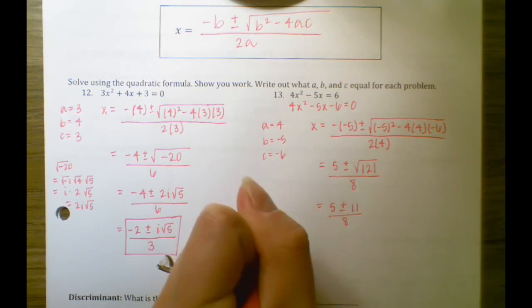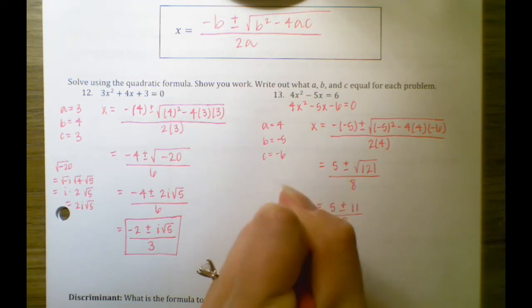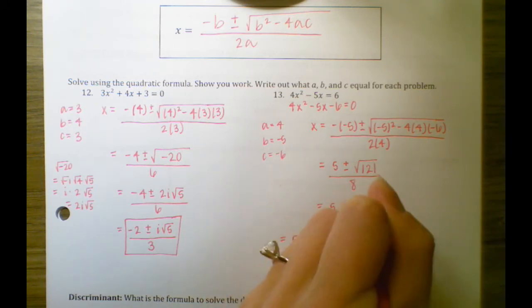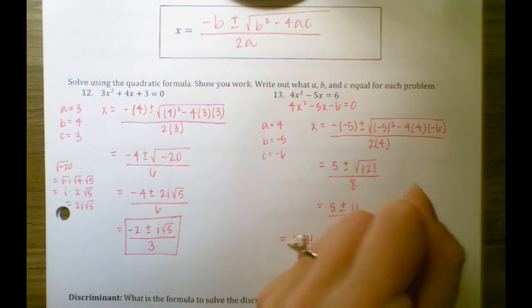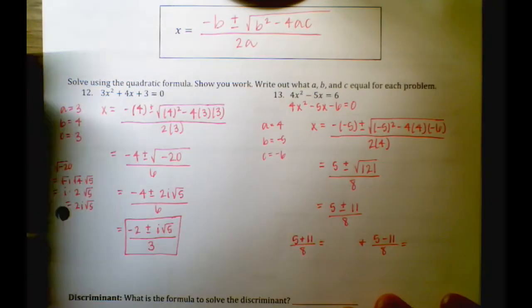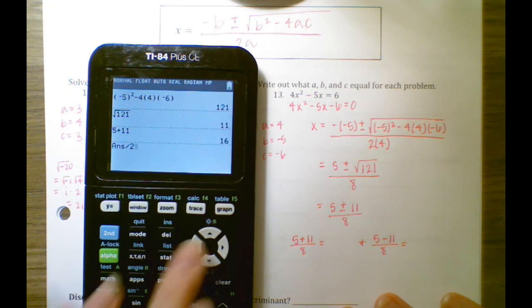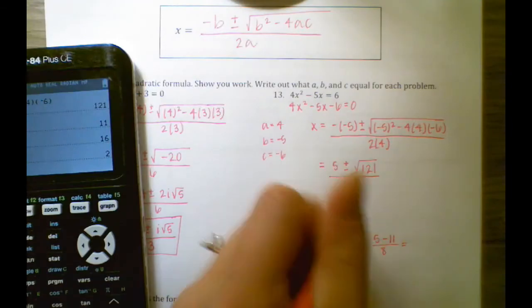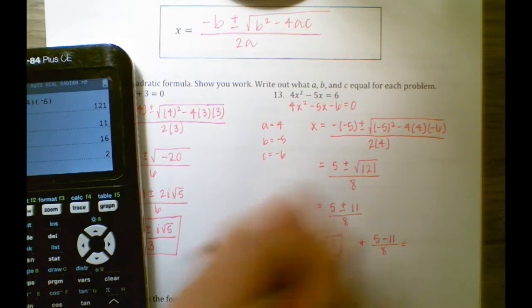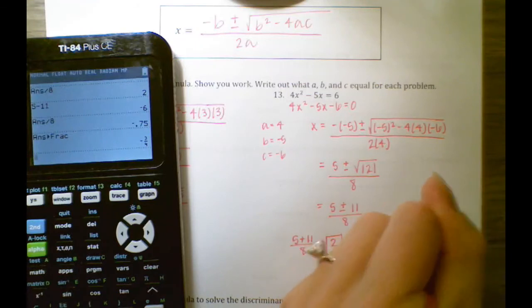So we're going to solve 5 plus 11 divided by 8, and we want to solve 5 minus 11 divided by 8. Tell me what those both equal, okay? So 5 plus 11 is 16 divided by 8 is 2. So we get 2. And we get 5 minus 11 divided by 8. No decimals. Math, frac. Negative 3/4.